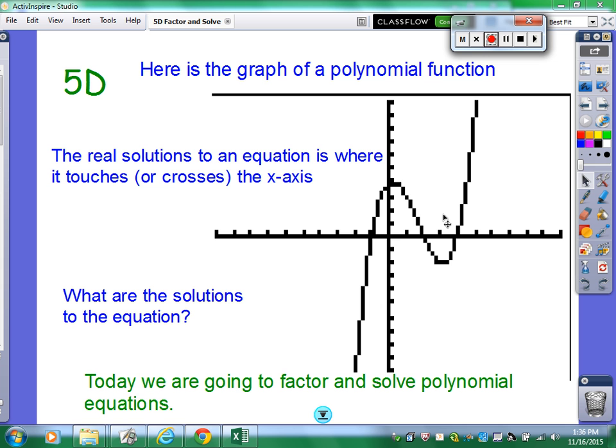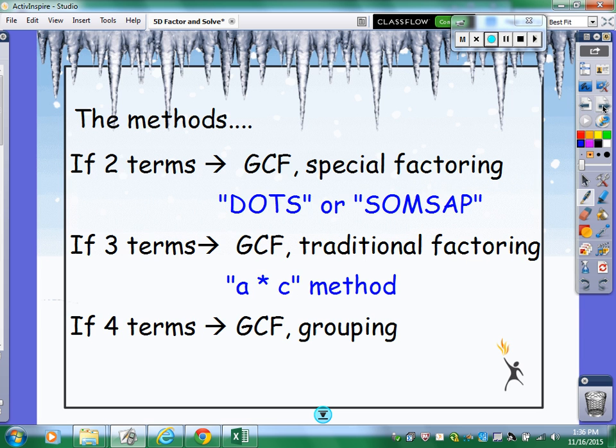Now recall that the real solutions to an equation are where it touches or crosses the x-axis. So here it appears that my solutions are x equals -1, x equals 2, and x equals 4. Okay, all right. So we're going to be looking at the following three methods today because we're factoring polynomials.